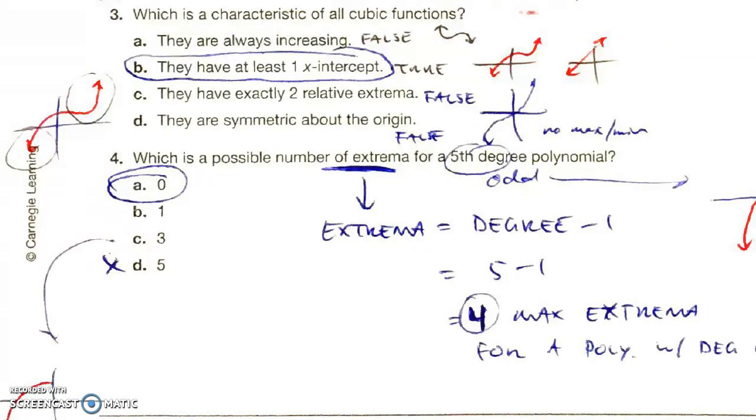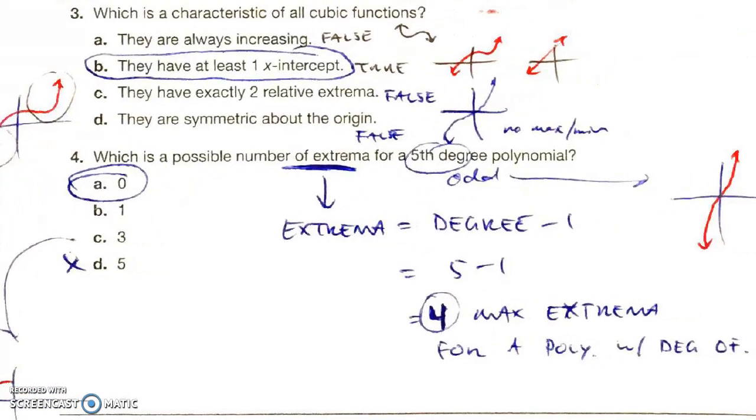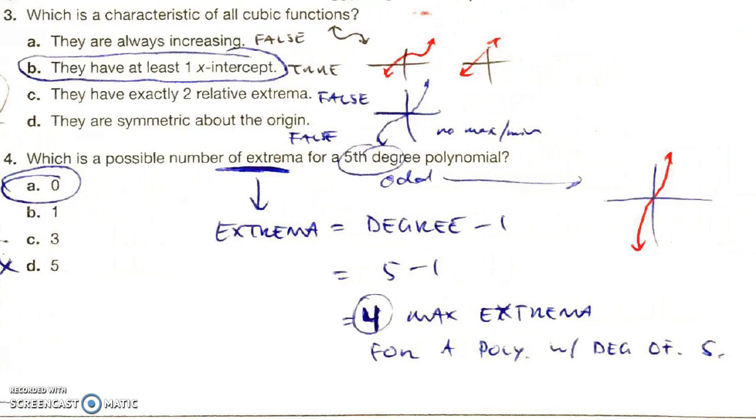And then the last question, question number 4. Let's see if I can get that in here. Which is a possible number of extrema for a 5th degree polynomial? So a 5th degree polynomial, you're thinking starts down, ends up, gives you some basic shape. You can look up here as 1, right? As an example, could be.